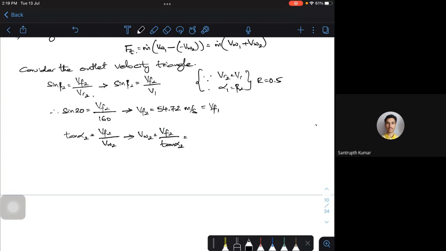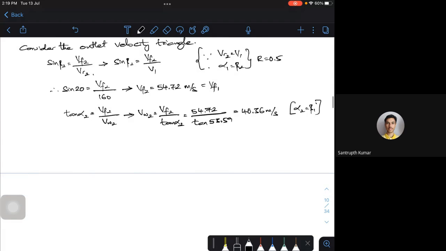VF2 we just calculated, which is 54.72, divided by tan 53.59. I am getting VW2 as 40.36 meters per second. Here also I'll write alpha 2 is equal to beta 1 for R is equal to 0.5. So I got my VW1, I got my VW2.